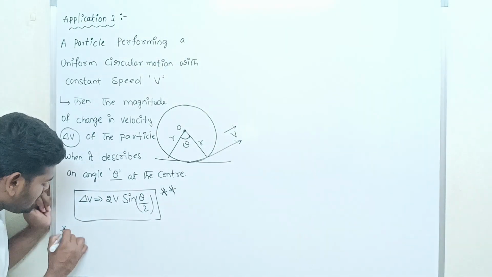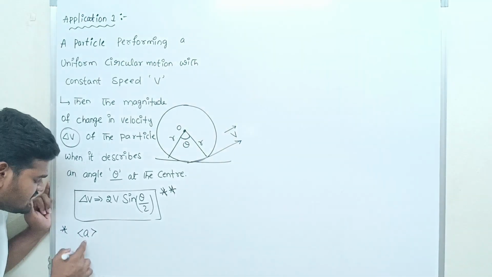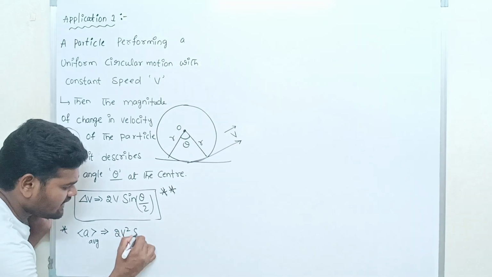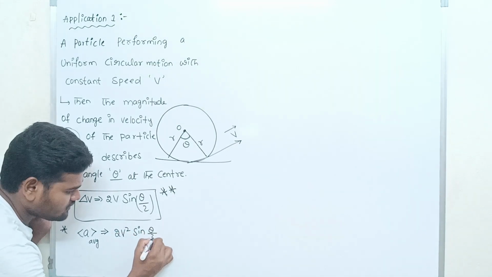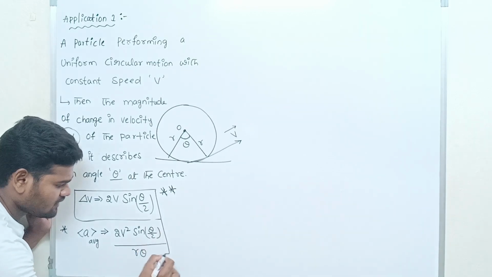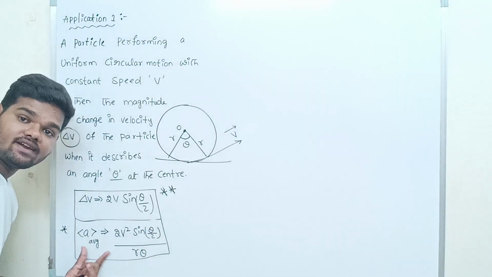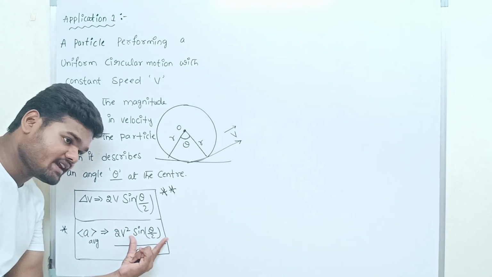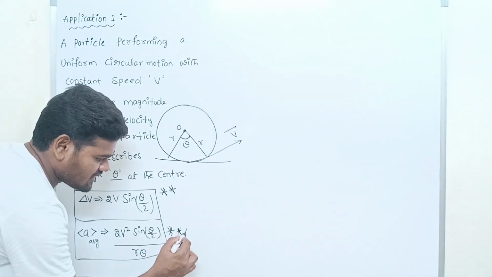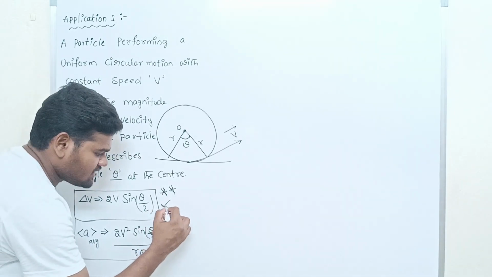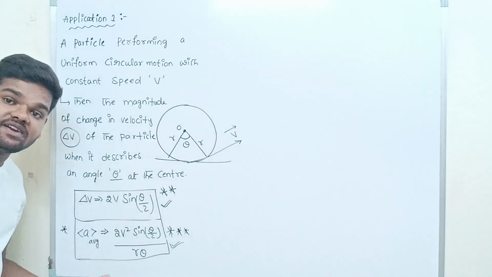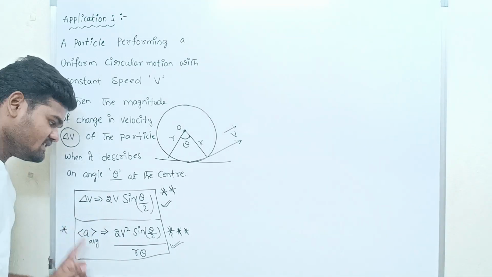And the formula for average acceleration: average acceleration is equal to 2v squared sin theta by 2 divided by r theta. Just remember these two formulas are important. We have a direct question on this formula. Maybe they will ask it this time based on average velocity. We don't know now, so please remember these two formulas.